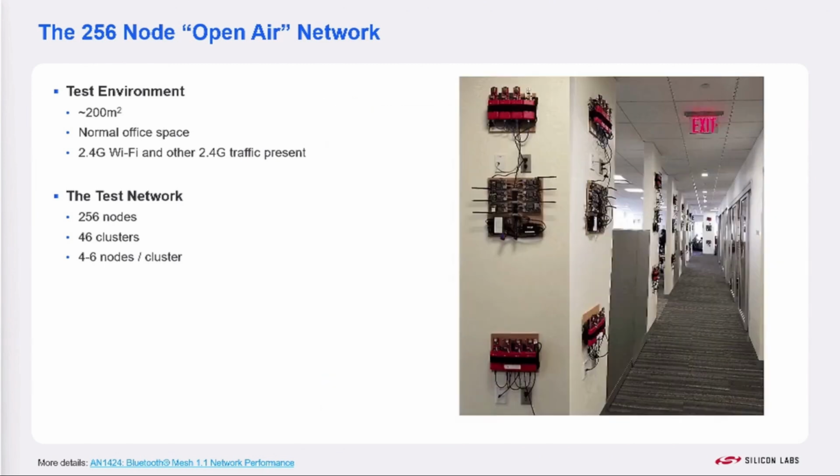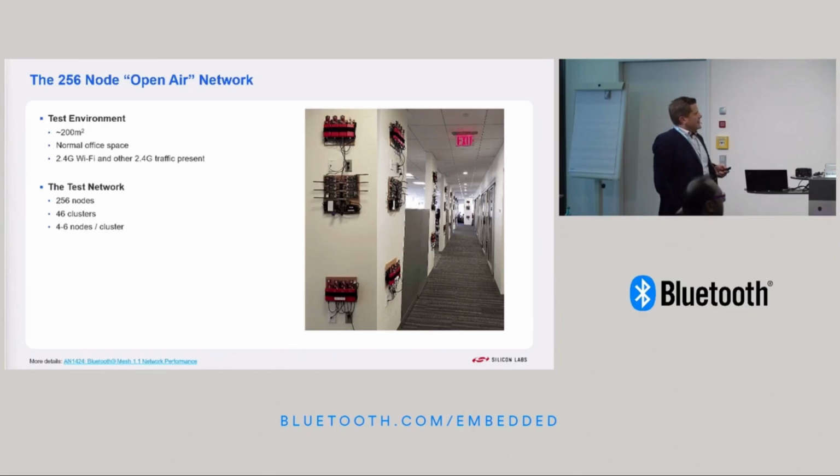You actually see we use those same development kits. They're all Ethernet cabled, USB powered, and all accessible from a single workstation PC in our network. For the OTA testing, where I'm going to share data, we use the 256 node open air network. It's normal office space. There's Wi-Fi, PCs, and phones present. So it's a relatively good representation of a situation where these devices would get deployed in reality.